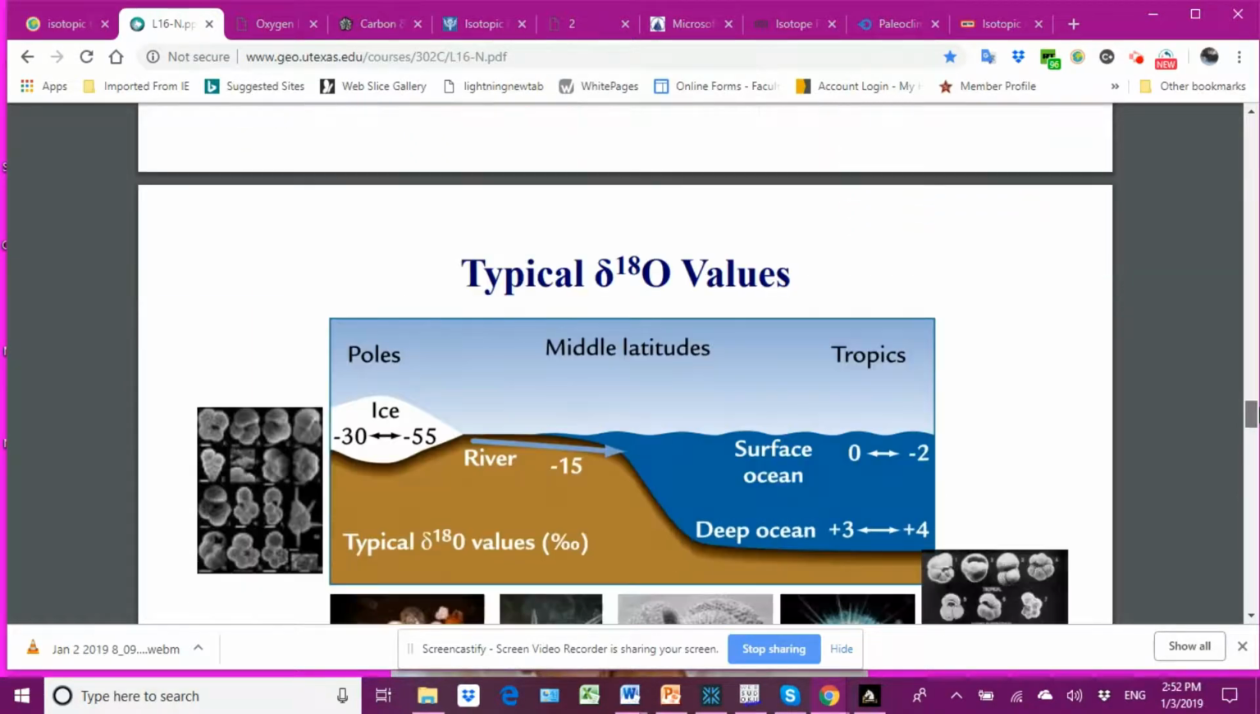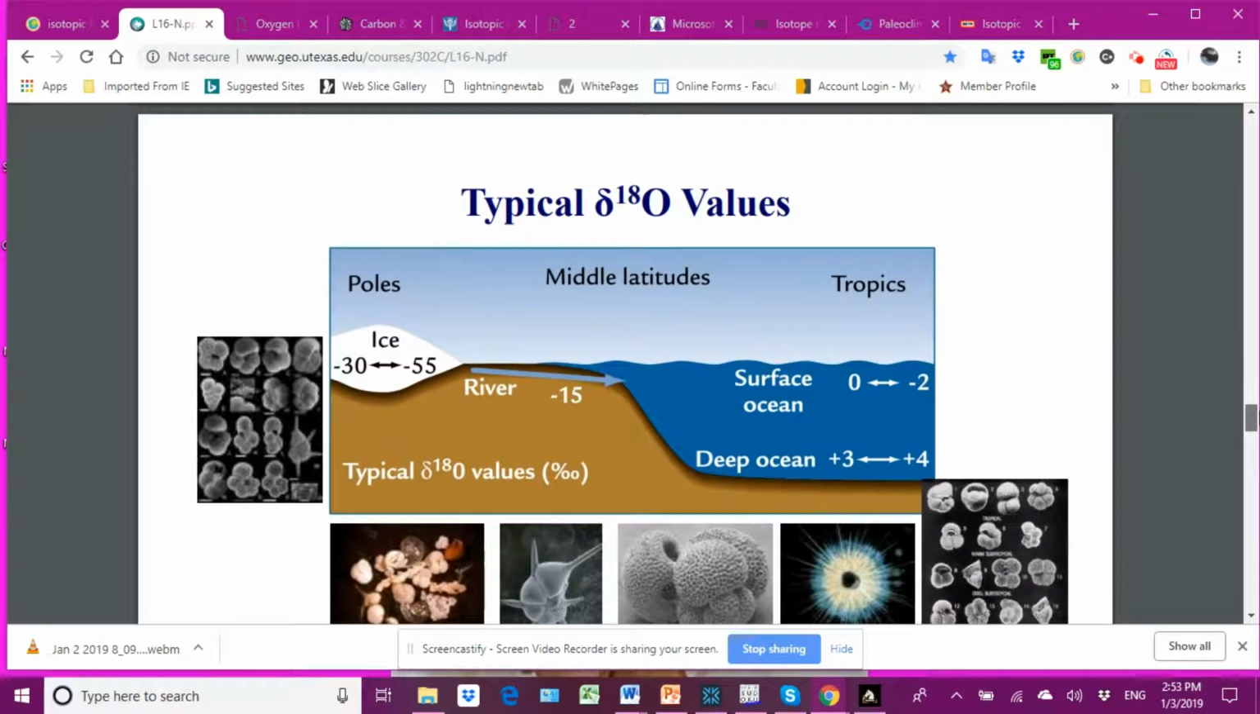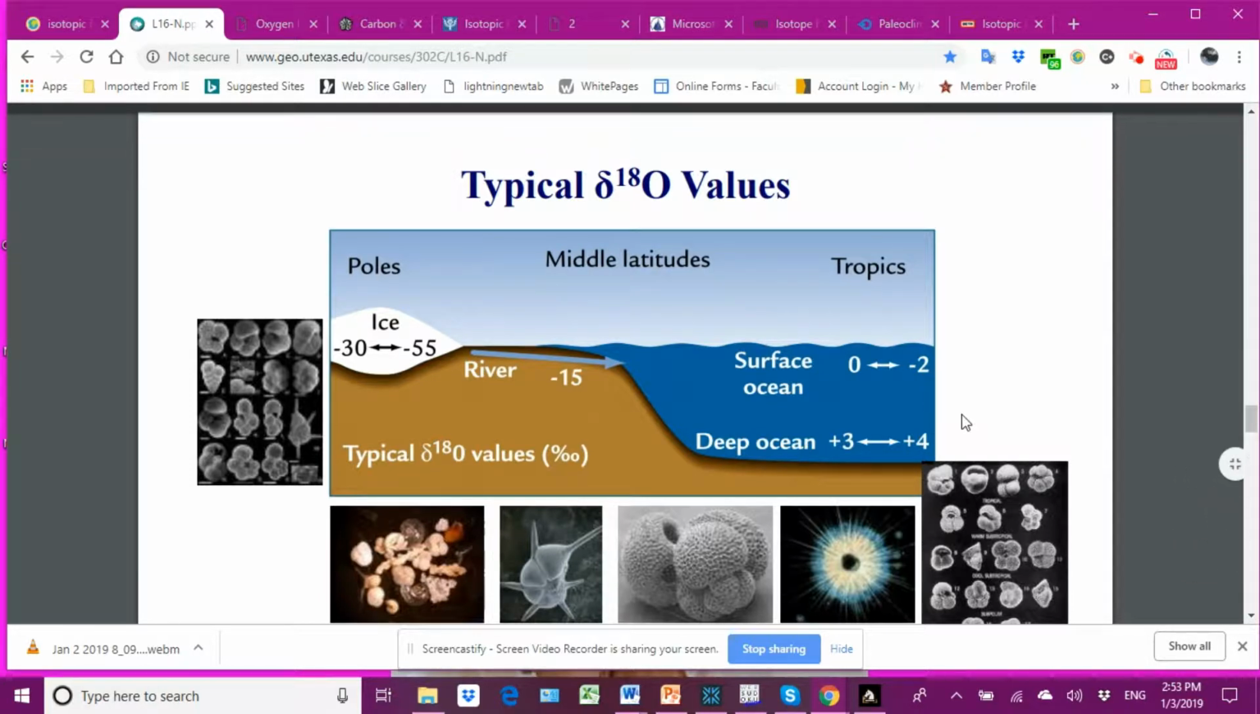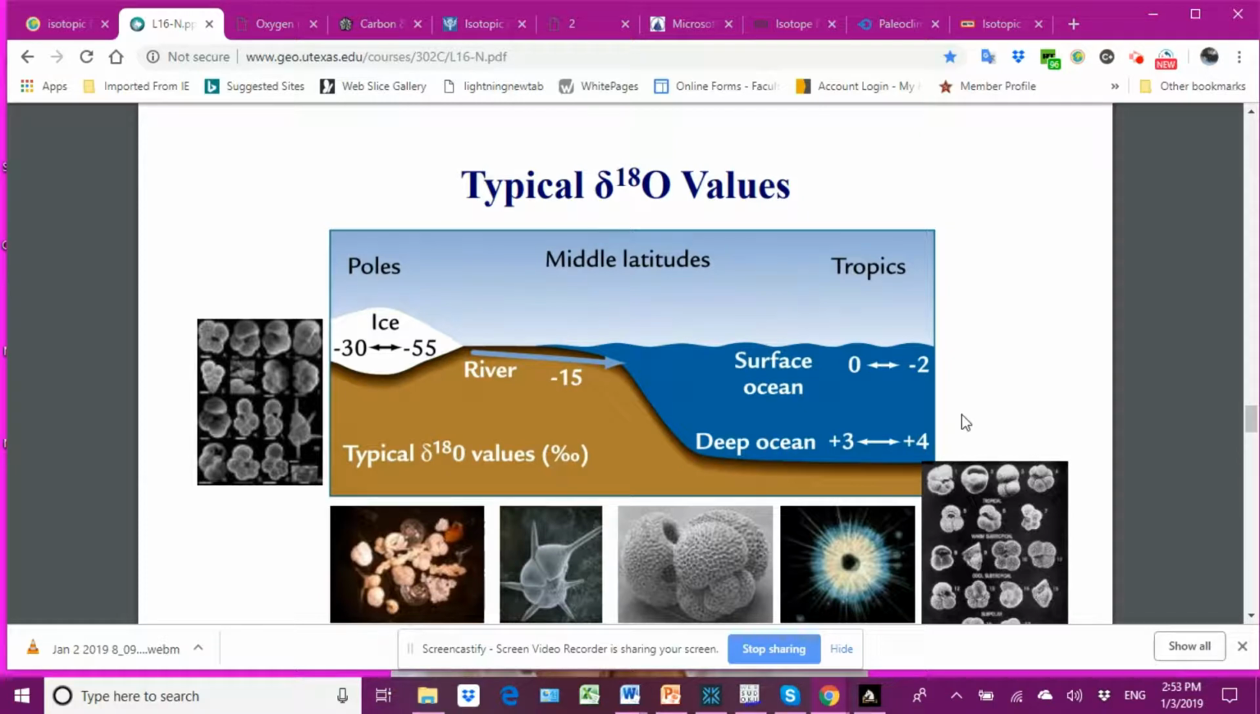And so here are some typical values going from poles, middle latitudes to the tropics. And as you can see, surface ocean, maybe 0 to -2, +3 to +4. That's the more 18 relative to the 16, and far less 18 relative to the 16 in the polar ice.